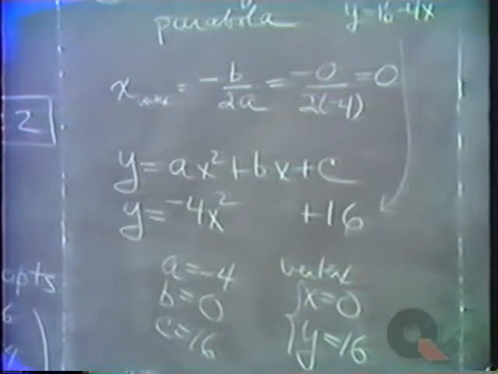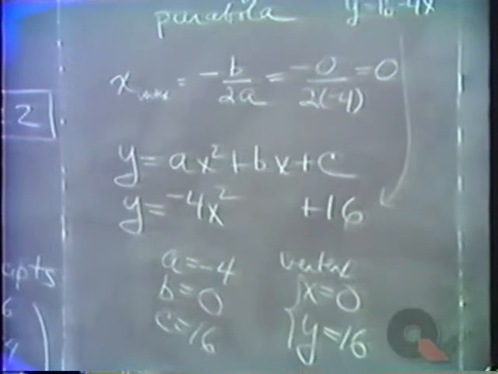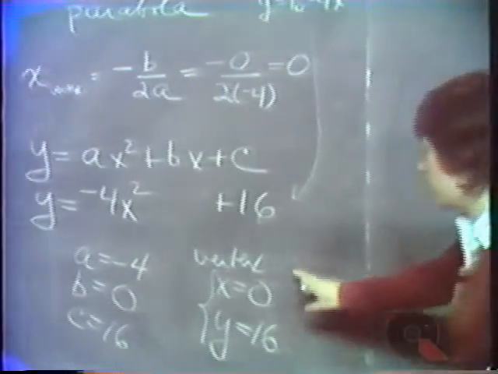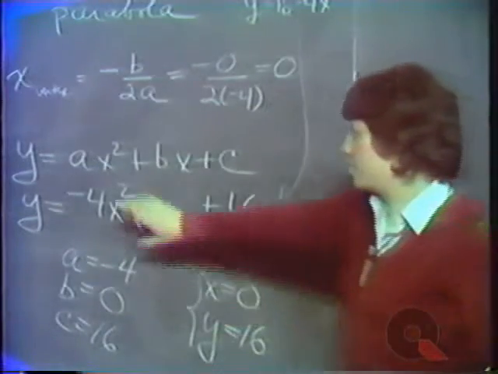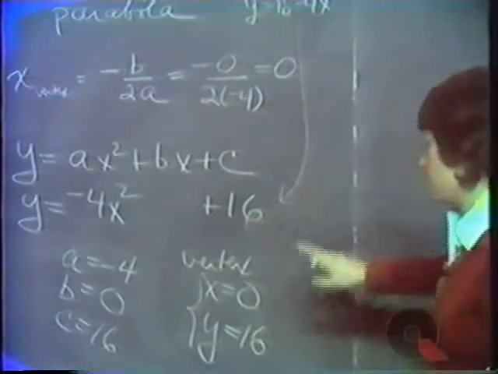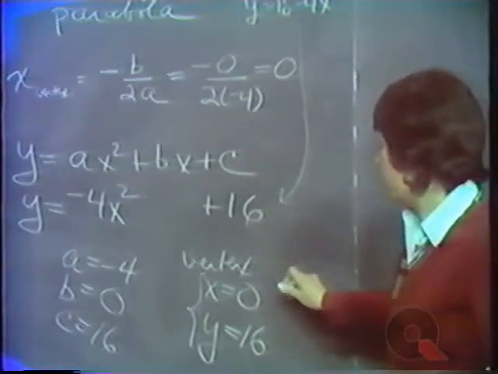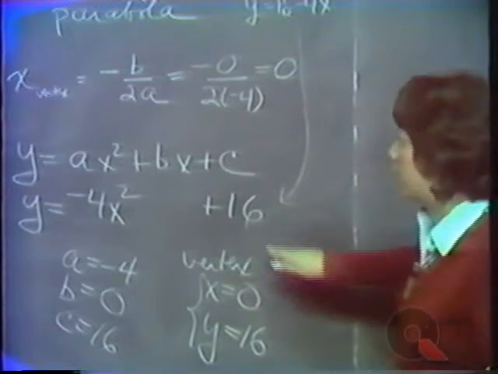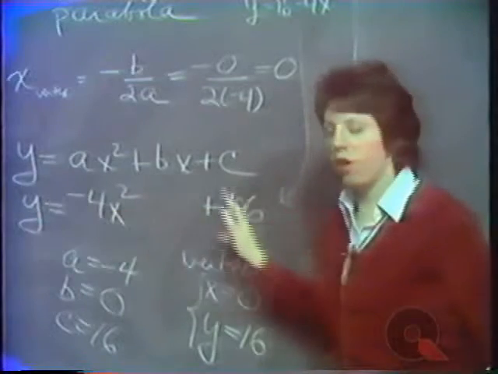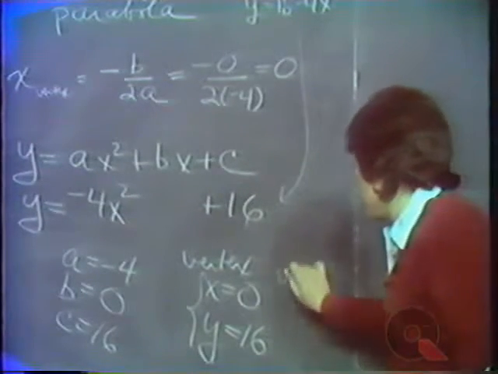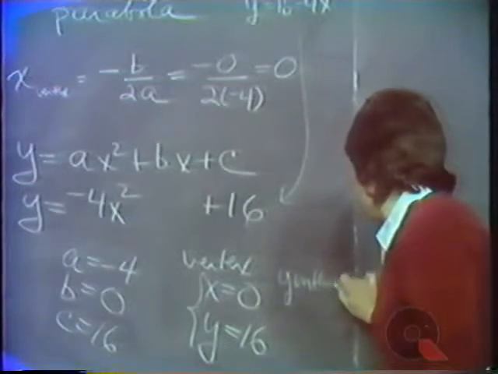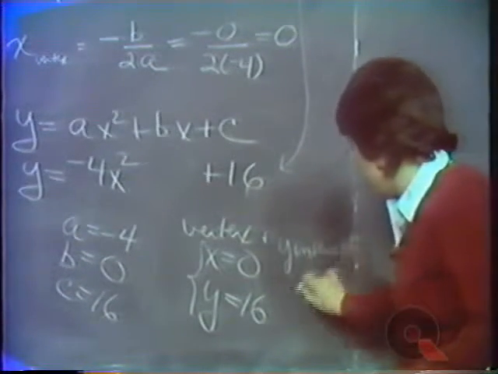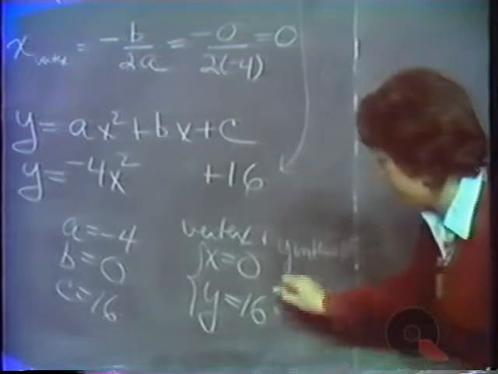Now if we wanted to find intercepts for the parabola as well, to get the y-intercept, we would set x equal to 0. And of course, when we set x equal to 0, we would get y equals 16. So not only is this the vertex, but it's the y-intercept also. We set x equal to 0, we solve for y. That's the y-intercept. It's the vertex, and it's also the y-intercept, 16.